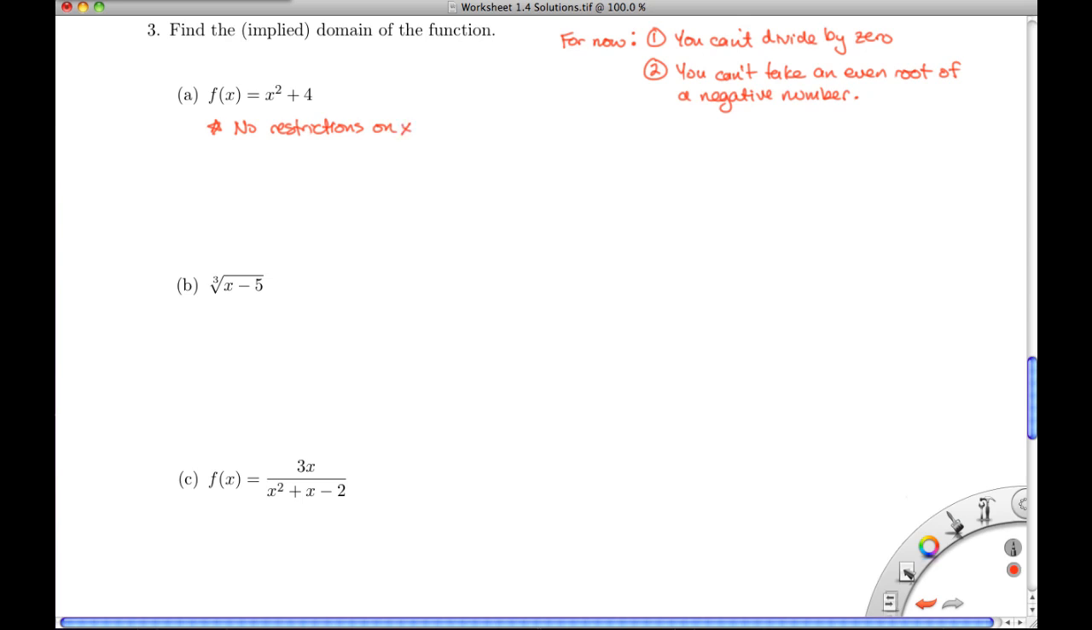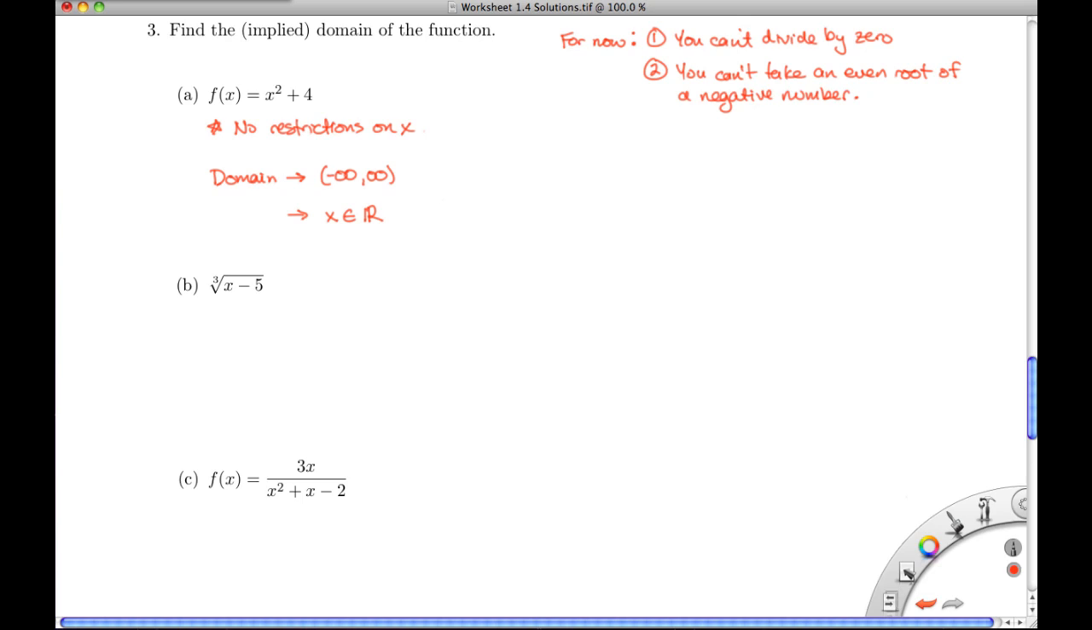And because of that, the domain is going to be all real numbers. We could write that a couple different ways. If you're asked for interval notation, this would be all x values from negative infinity to positive infinity. Another way that you may see this written is that x is an element, that's what that symbol means, of the real number system. And we use this double-barred R to represent the real number system. Okay, so that takes care of A.